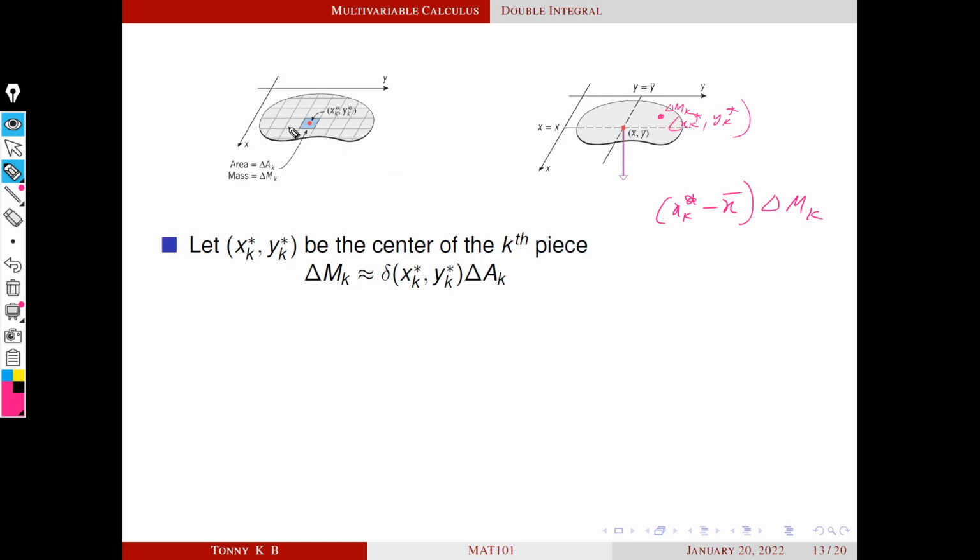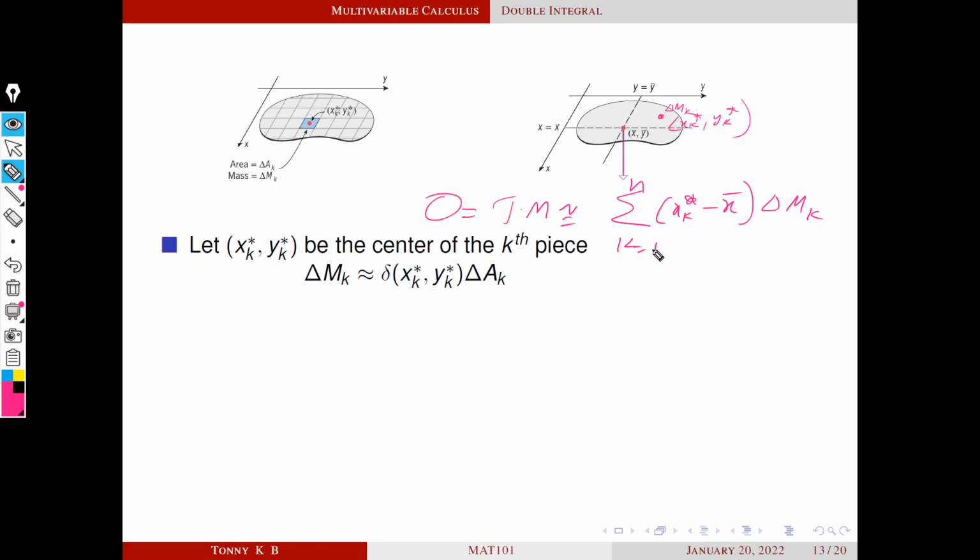So we have such n rectangular pieces. So the total moment is approximately equal to the sum from k = 1 to n of (xk* minus x bar) delta mk. Okay, and what about the total moment about x = x bar? We know that this lamina is balanced on this line x = x bar. So we know that this total moment equals 0.